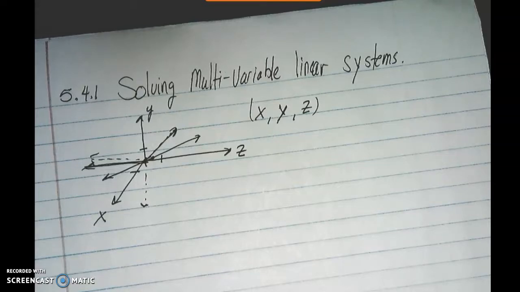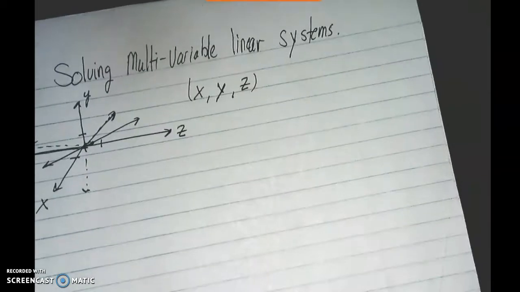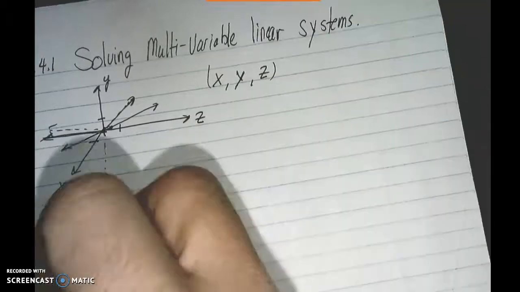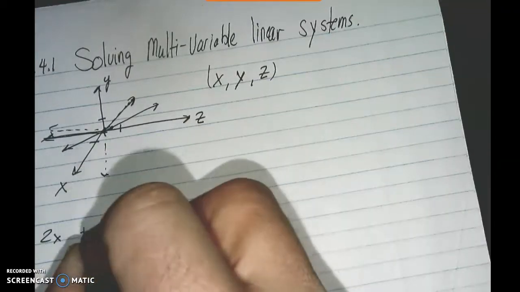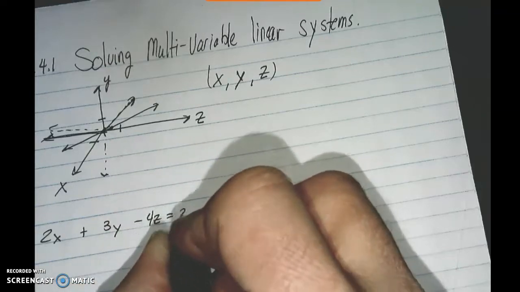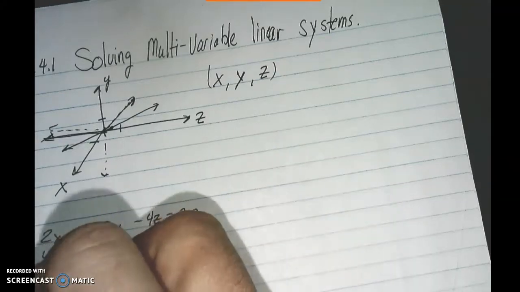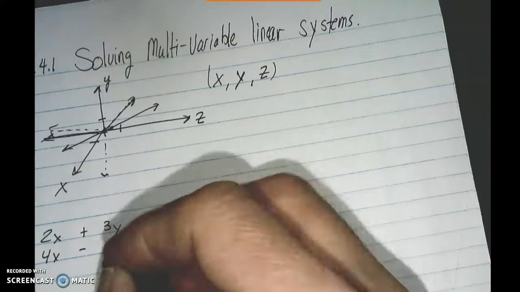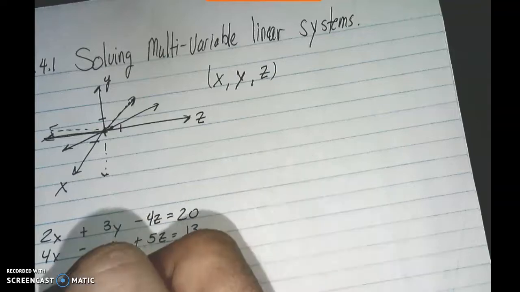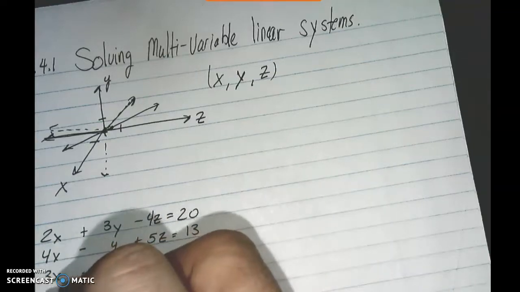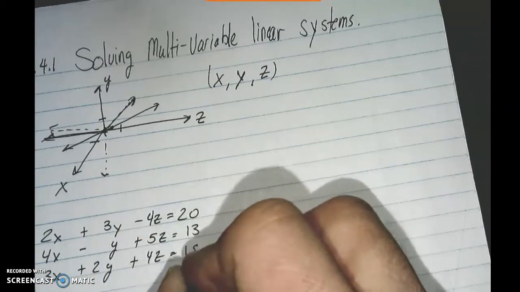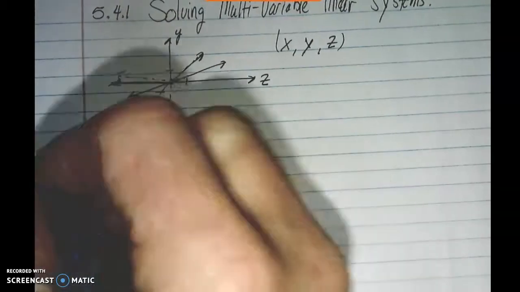So what we're going to be working with today is our own linear systems. So we're going to start with 2x plus 3y minus 4z is equal to 20. And then we're going to have 4x minus y plus 5z is equal to 13. And then we're going to have 3x plus 2y plus 4z is equal to 15. All right, so this is our first example.